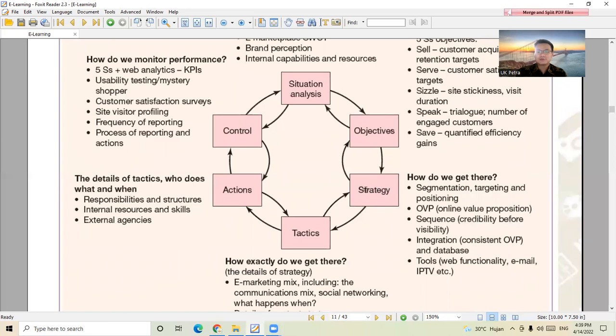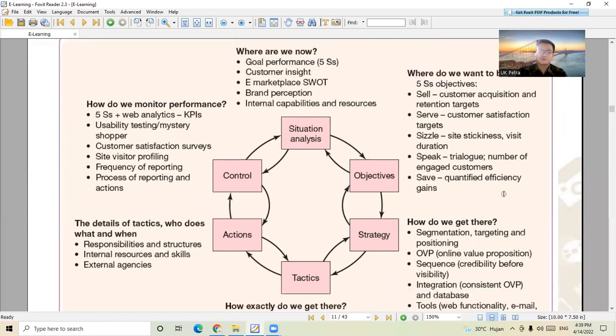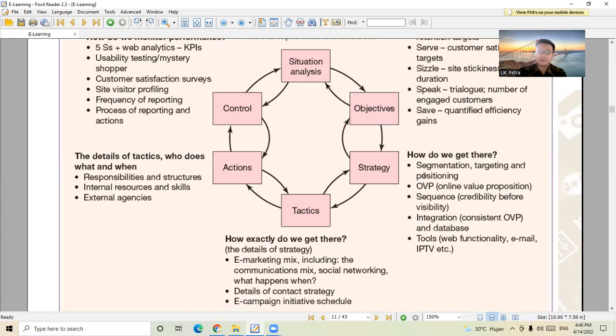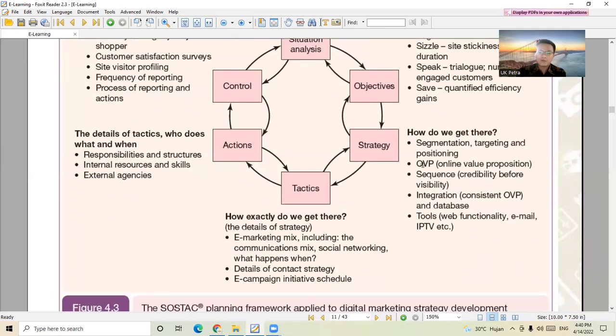As I mentioned, strategy is the way to achieve a certain purpose or a certain goal. So the question of strategy is, how do we get there? How do we get what we want? And the strategy can have a lot of varieties that we can include. For example, the STP, segmentation, targeting, positioning, the online value proposition, the sequence, the integration, and also the tools that we use.